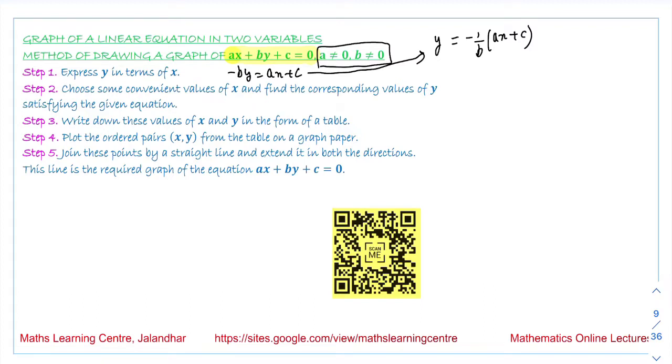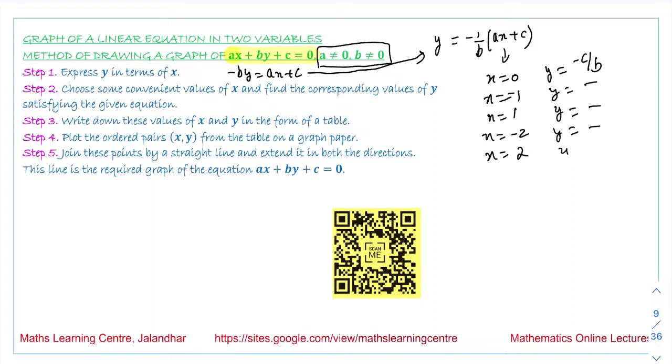Now, next step: for some values of x, suppose we put x equal to 0, x equal to minus 1, x equal to 1, x equal to minus 2, x equal to 2. Corresponding to these values, you will get the values of y. If I put x equal to 0, I will get minus c by b. Similarly, you will get another value of y over here.